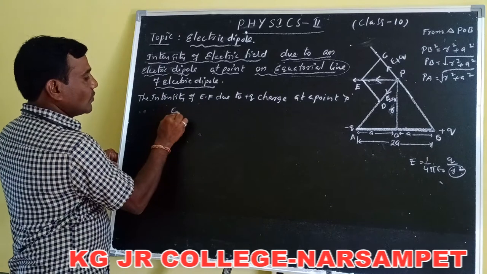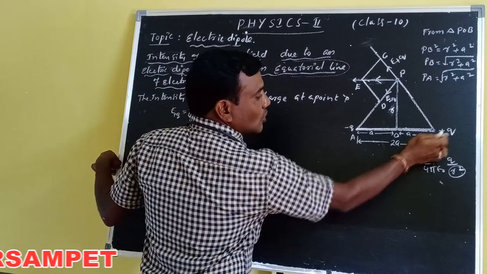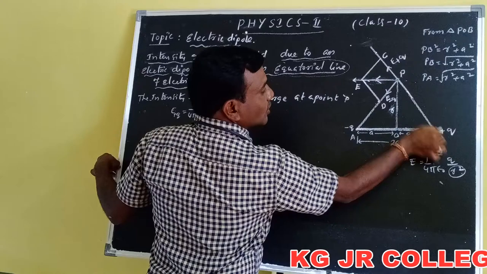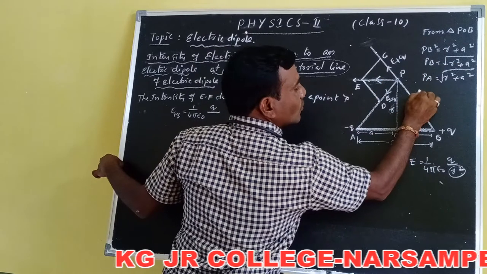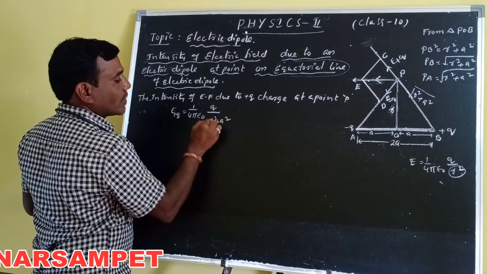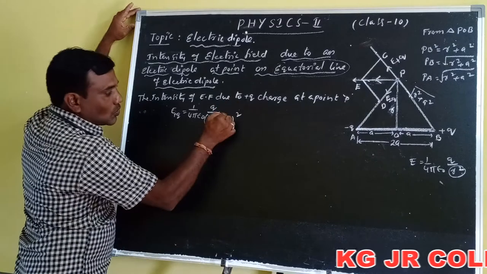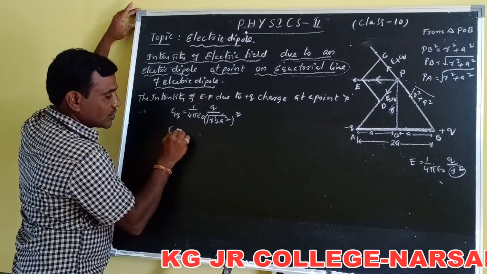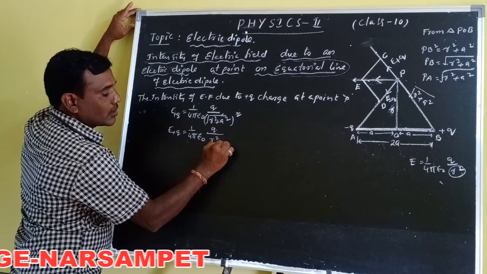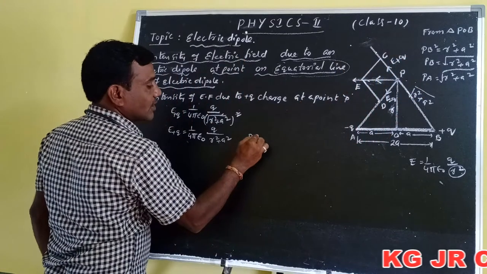Now, E due to plus Q is equal to 1 by 4 pi epsilon naught, charge Q by R, where R is the distance between plus Q and P. What is the distance? Under root of R square plus A square, whole square. Here the root and square cancel. Then E plus Q is equal to 1 by 4 pi epsilon naught Q by R square plus A square. Now this direction is the PC direction.